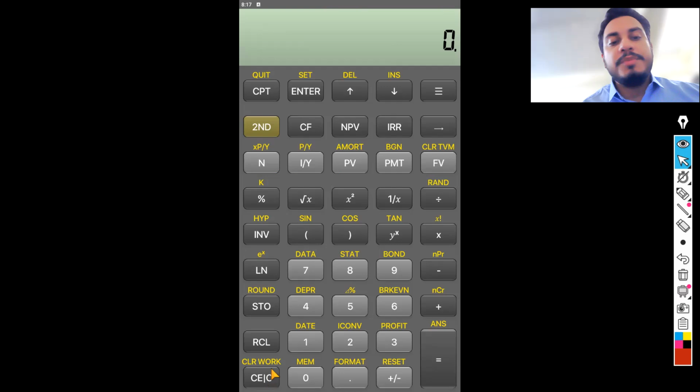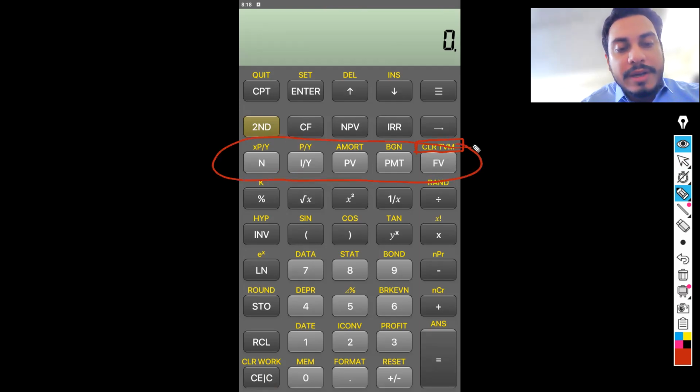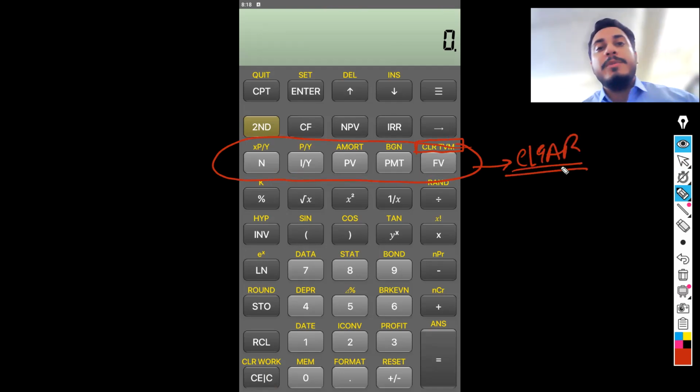Second, the most important thing is, whenever we will be solving any question through the calculator, we will make sure that we always clear TVM. It says clear time value of money. TVM means it will clear all the inputs you have already done in these keys. If you don't clear that, there's a risk that you may end up using an input of an old question and you get an incorrect answer. So for every new question, we will always clear TVM.